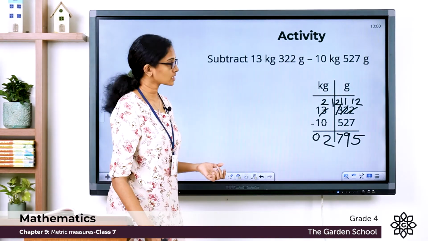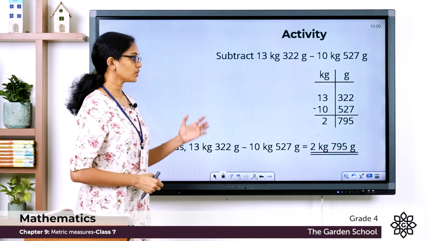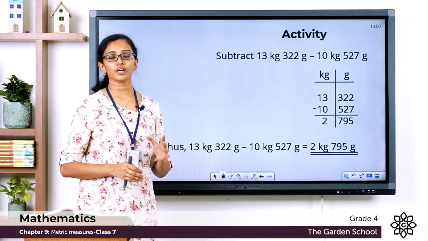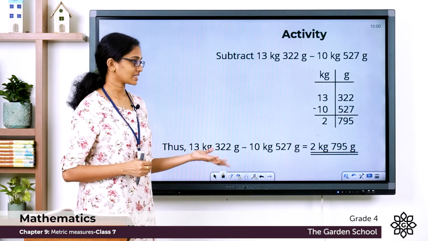So what is the difference? The difference here is equal to 2 kilogram 795 gram. I hope you got this answer correct.